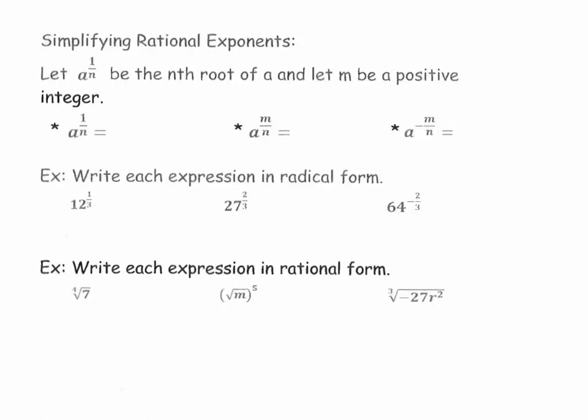Let's see now how this ties into rational exponents. Rational is just another way to say a fraction. So yes, we are in fact working with fraction exponents. It says let a to the 1 over n be the nth root of a, and m is a positive integer. If you have a to the 1 over n power, what that means is you're taking the nth root of a. The 1 just means you'd raise it to the first power, and that doesn't change the answer at all. So if you have a radical, you can also rewrite it in this rational exponent form.